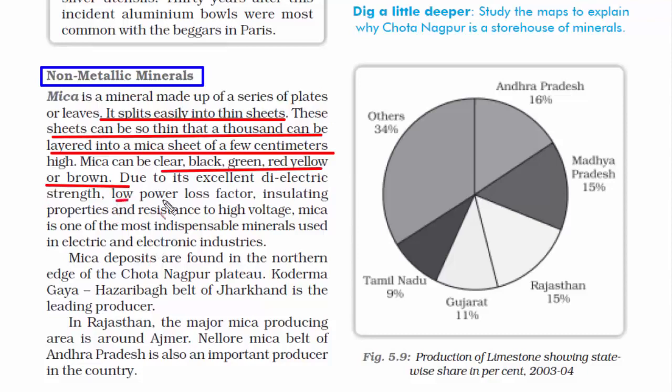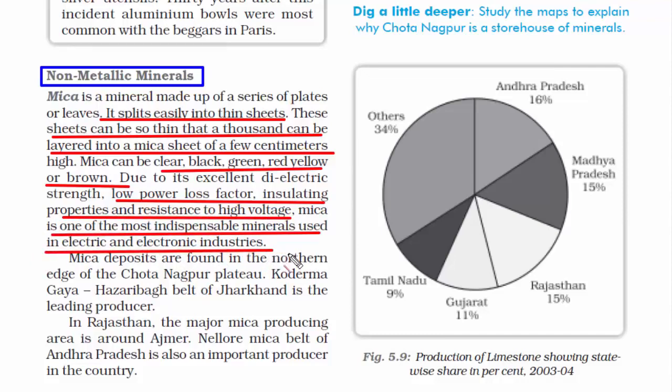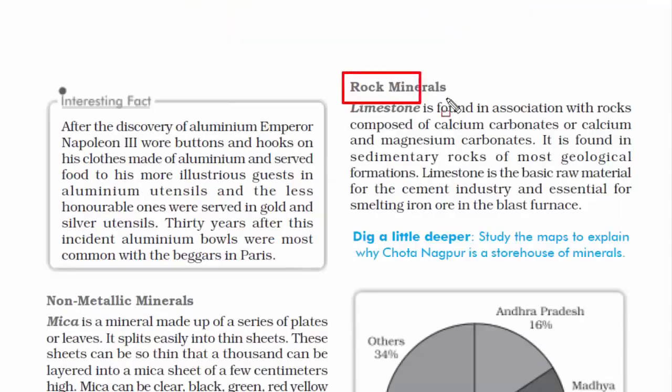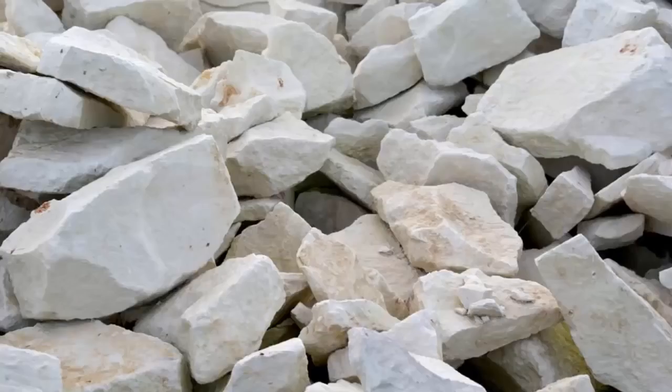It is the necessary mineral used in electric and electronic industries because of the qualities like resistance to high voltage and insulating properties. Now, mica deposits are found in the region of Chota Nagpur Plateau, Jharkhand, Rajasthan, and Andhra Pradesh. The next non-metallic mineral is limestone. It is a rock mineral.